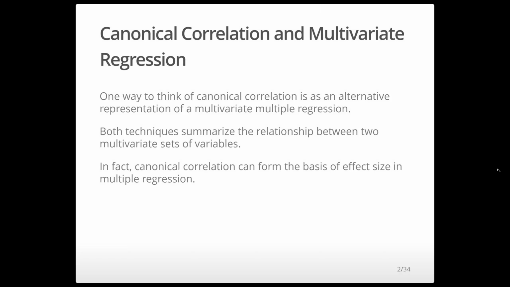So one way to think of canonical correlation is as an alternative representation of multivariate multiple regression, in the sense that both techniques summarize the relationship between two multivariate sets of variables. And in fact, canonical correlation can form the basis of effect size in multivariate multiple regression.